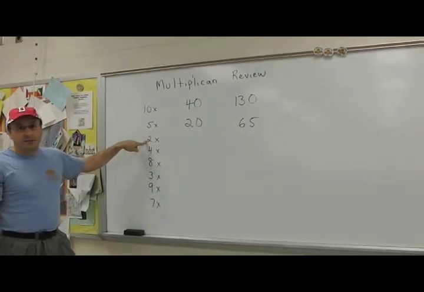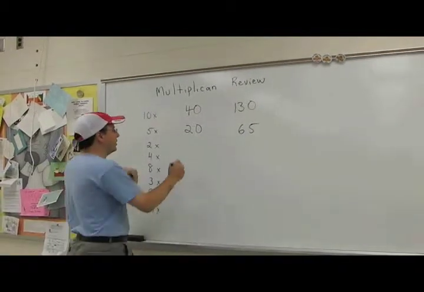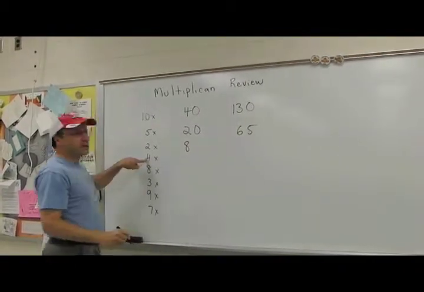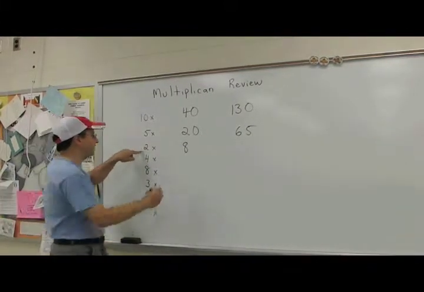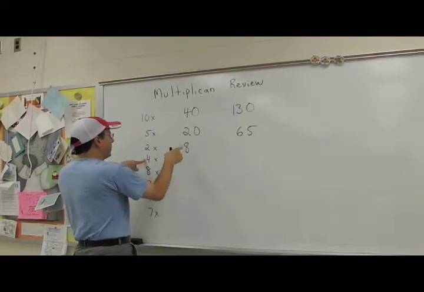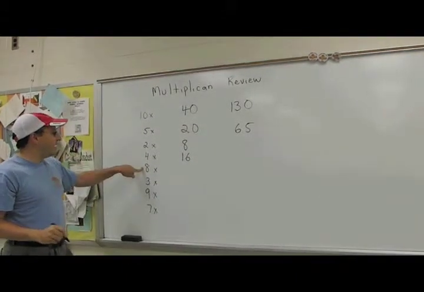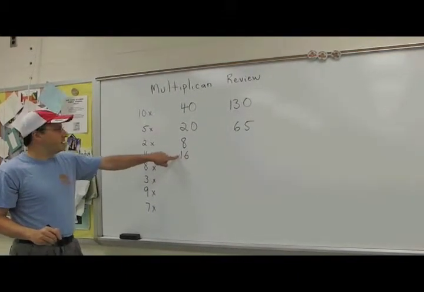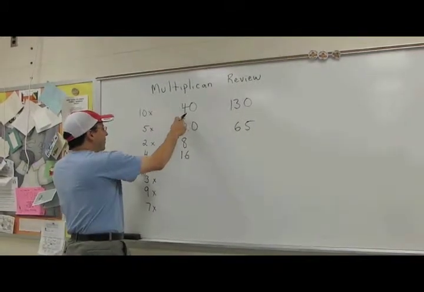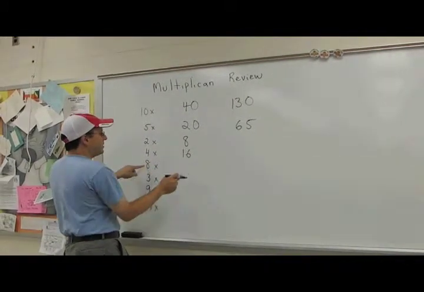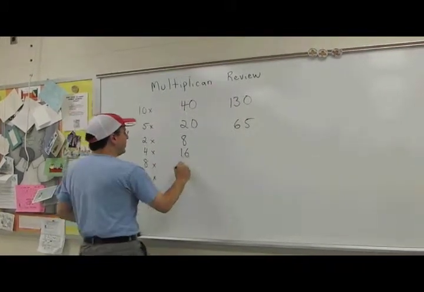2 times table, just double it. So 2 times 4, you're talking about 8. The 4 times table, you double this. So 4 times 4 would be 8 doubled, which is 16. If you're doing the 8 times table, you double it again. So 8 times 4, you double it to get 8, double it again to get 16, double it again to get 32.